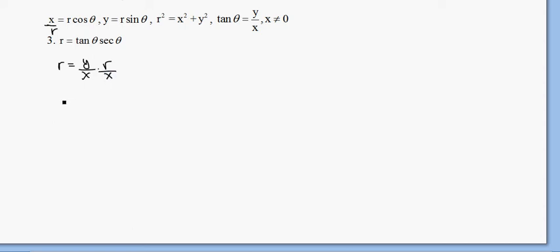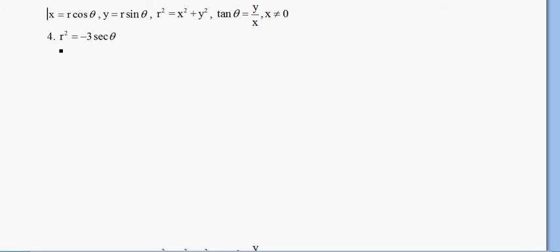R over x. So I get r equals yr over x squared. I'm going to cross multiply, so I get x squared r is equal to yr. And notice if I divide by r, I get x squared equals y. And again, I have another form of a parabola. Pretty ugly looking polar function. Pretty straightforward Cartesian.